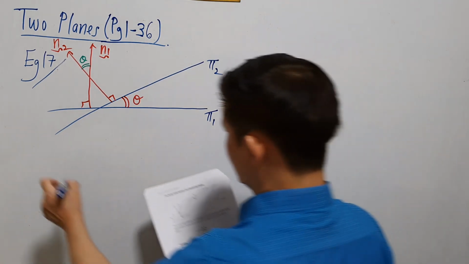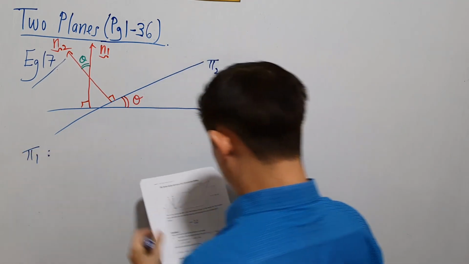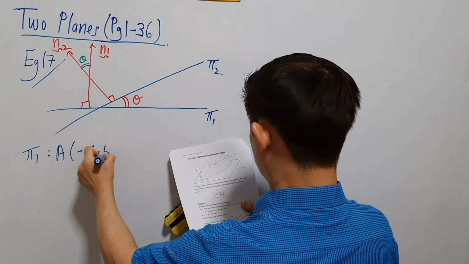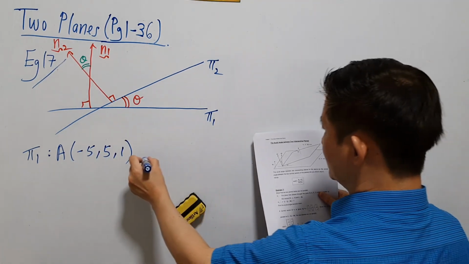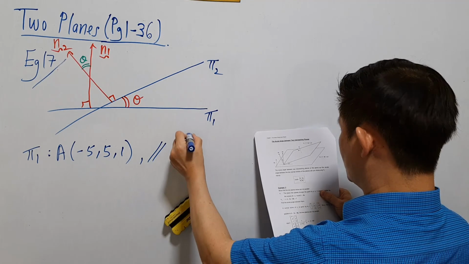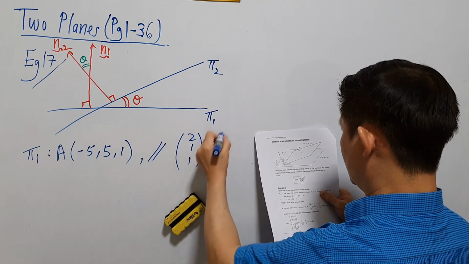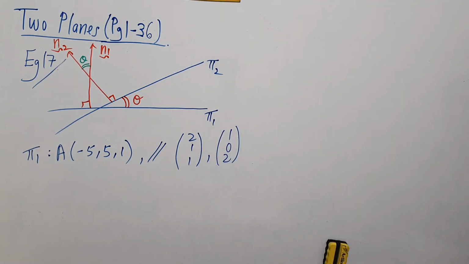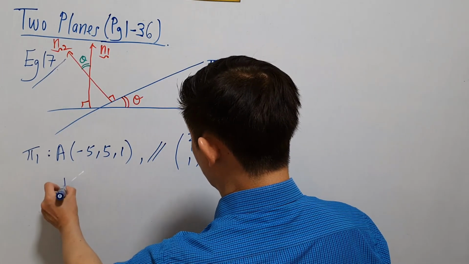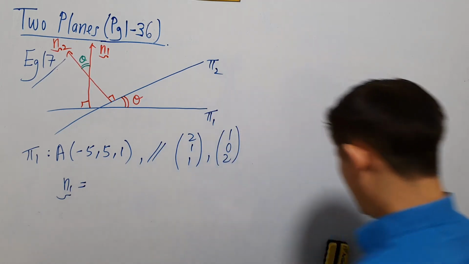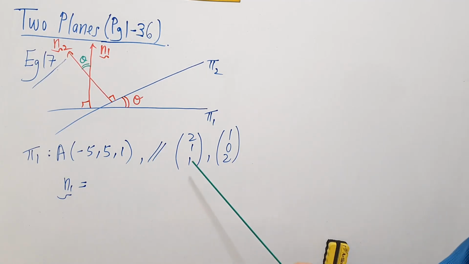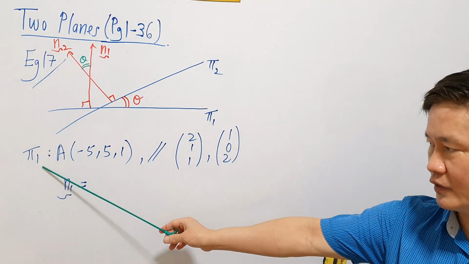So in example 17, you are given a plane pi 1, and this plane pi 1 passes through a point, and then it is parallel to these two vectors, 2, 1, 1 and 1, 0, 2, right? Okay, so given this information about plane pi 1, I can at least start off by finding the normal vector of pi 1. How do you find the normal vector of pi 1? If these two vectors are parallel to this plane, I'll just cross product these two vectors to get a vector that is perpendicular to this plane.